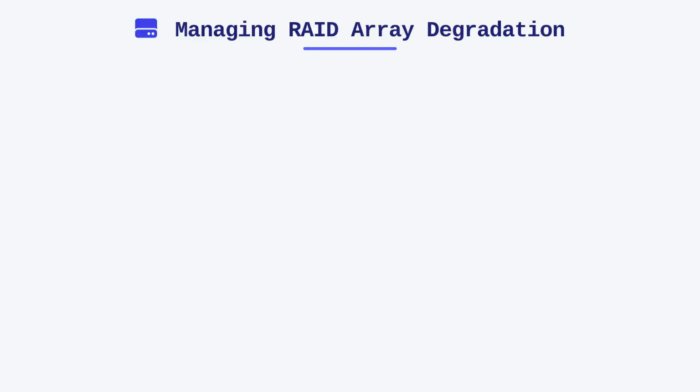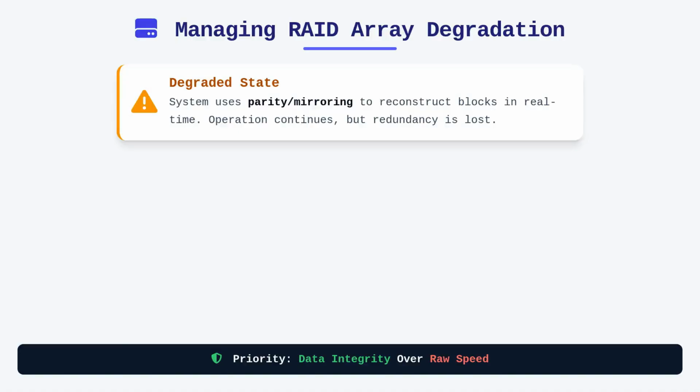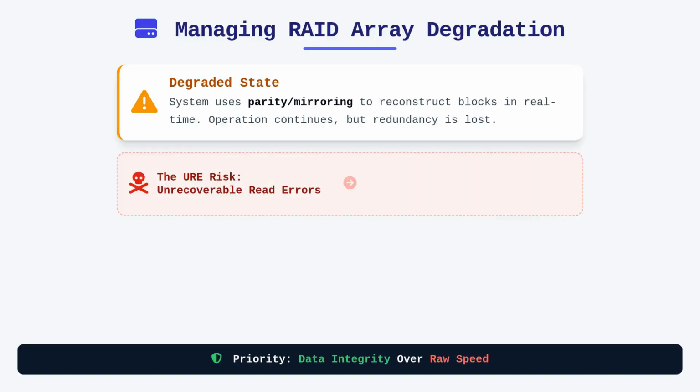Dealing with RAID array degradation requires a methodical approach that prioritizes data integrity above raw speed. When a drive in a redundant array fails, the system transitions into a degraded state, continuing to operate while utilizing parity or mirroring to reconstruct missing blocks for incoming read requests. The most immediate concern here is the unrecoverable read error, or URE, which can occur during the rebuild process when the controller attempts to read the remaining healthy disks to calculate the missing data.